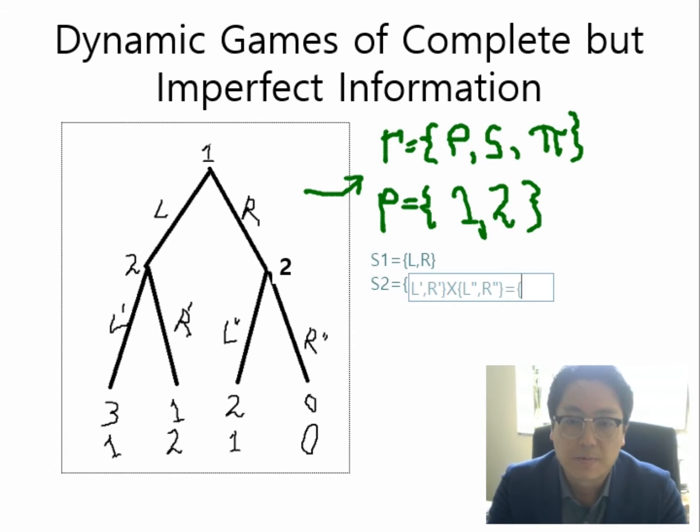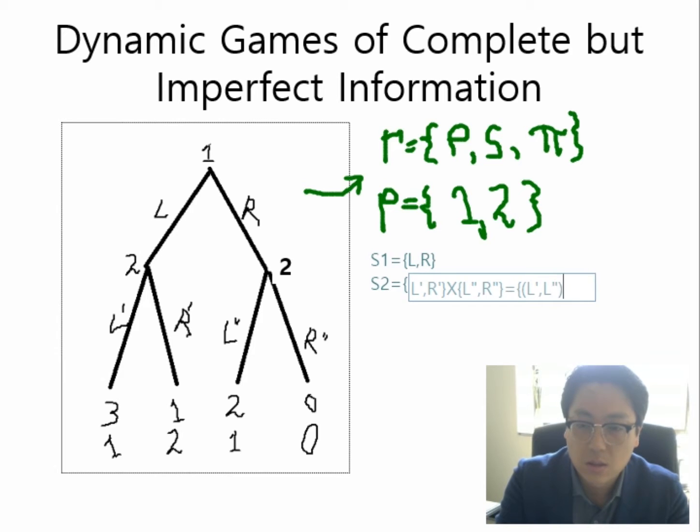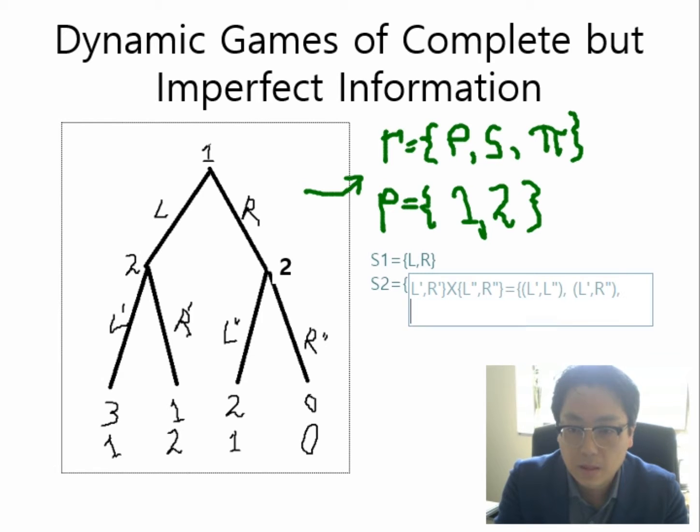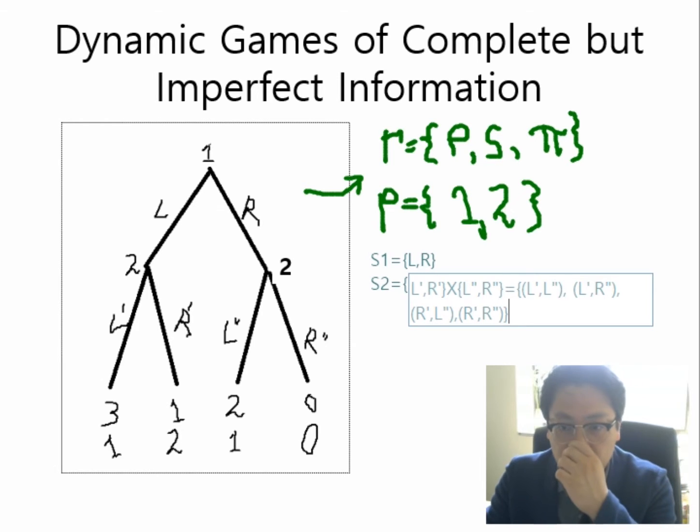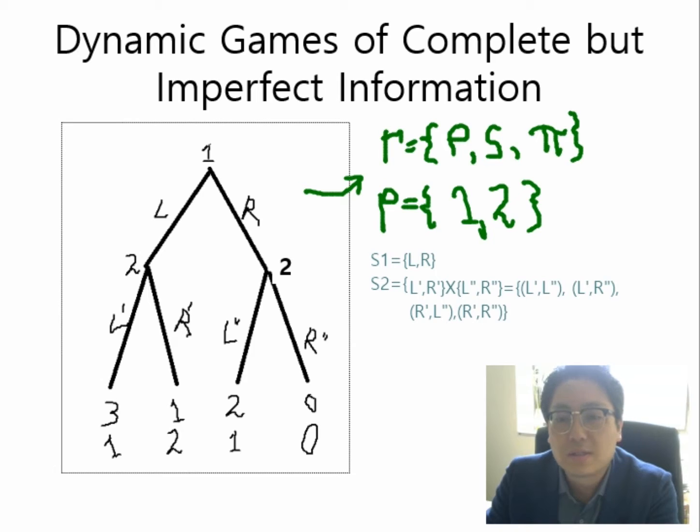If I expand everything about that, actually it can be expanded like that. I mean, picking one element here and one element here, we can generate every possible combination of strategies like that. L prime, L double prime; L prime, R double prime; R prime, L double prime; and R prime, R double prime. So these are the second player's strategies, okay?